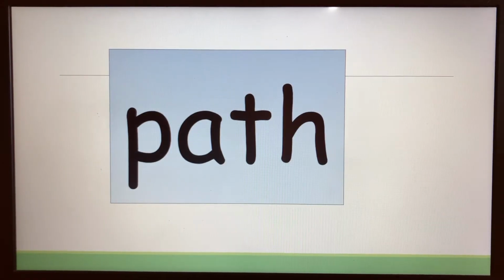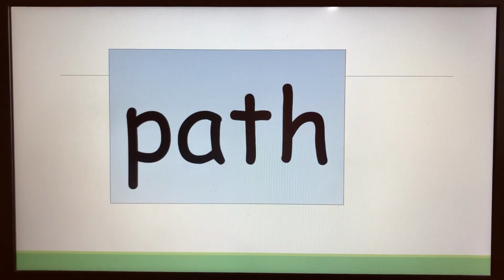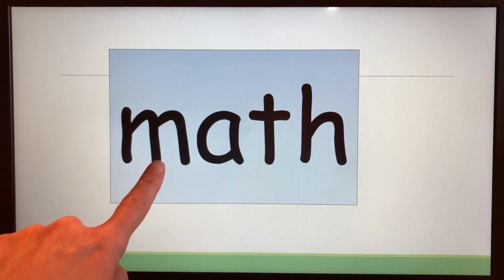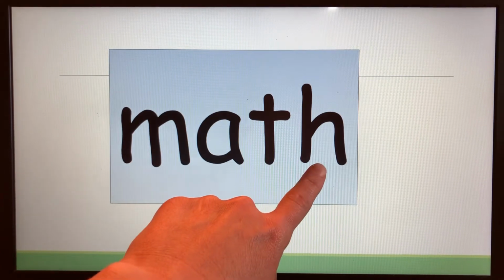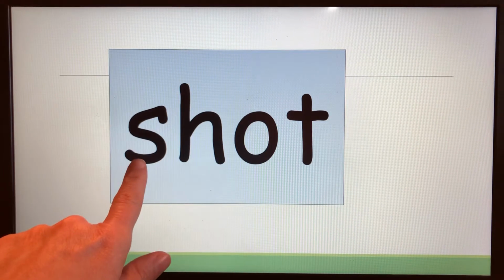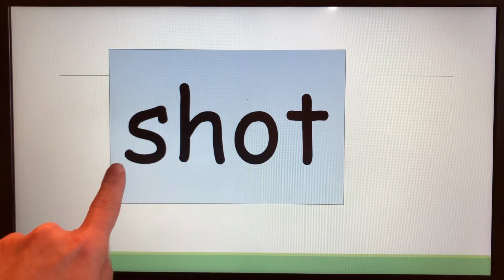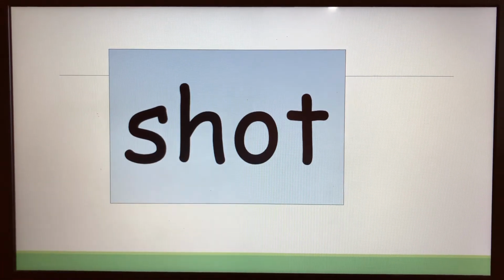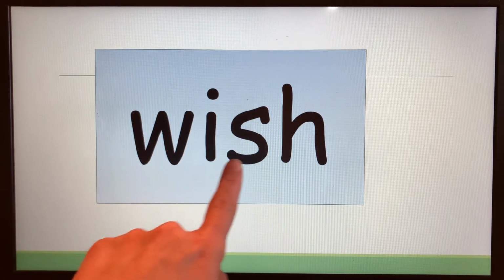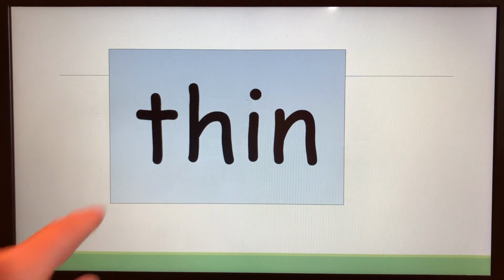Now we're going to review some more words that have TH and SH in them. I'm going to sound this one out with you. What's the word? Path. What's the word? Math. What's the word? Shot. What's the word? Wish.